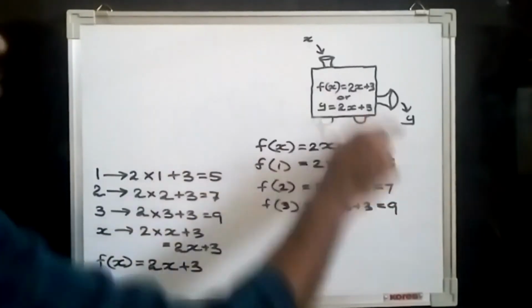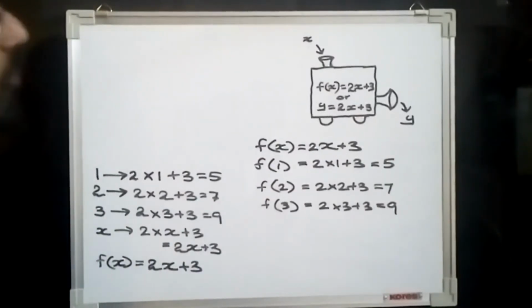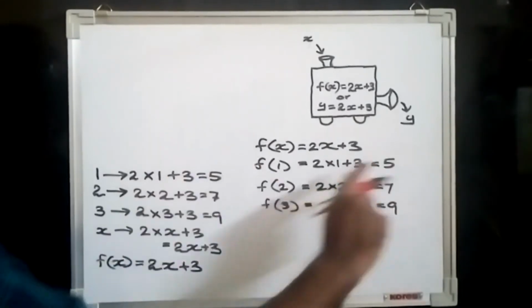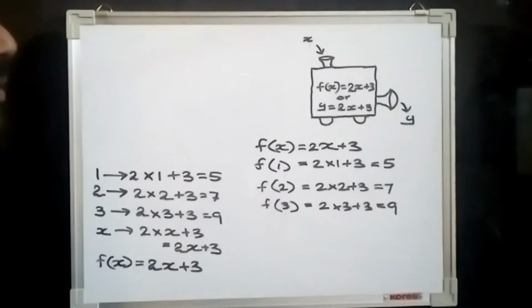Thus, we have summarized the function of the machine in mathematical language as f of x equal to 2x plus 3. The main use of mathematics is that anything can be explained shortly in a language called mathematical language.